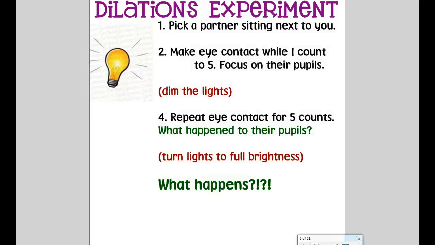Esma's eyelashes are too long. Oh no. Okay, ready? Okay, 1, 2, 3, 4, 5. Stare at their eyes. Go.